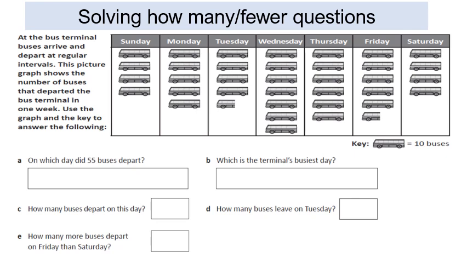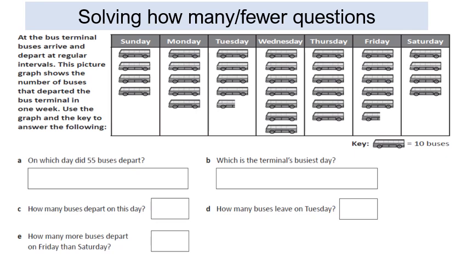Tuesday looks a little strange because there's 4 buses, so that equals 40 buses if we're counting in steps of 10. And then there's half a bus. To work out the half a bus, we split 10 into 2 because half of 10 equals 5, so that means 45 buses departed on Tuesday.